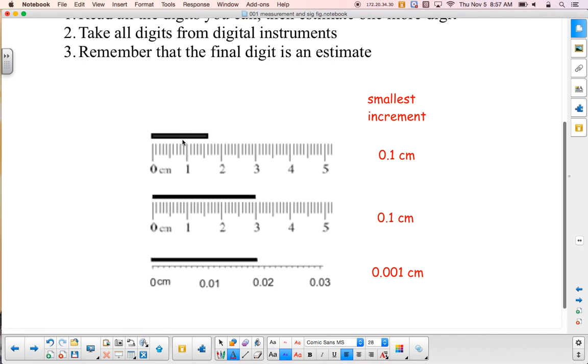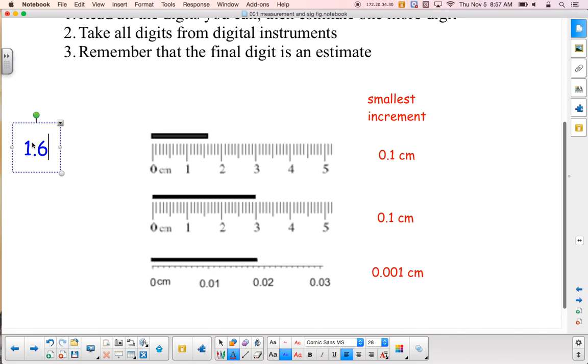So if I look at this first little stick here, in order to take a proper measurement, I'm going to start by reading all the digits that I know for certain. In this case, I know that the stick is at least 1, but not yet 2 centimeters. Now if I count the little tick marks, I notice that I am past the 6th one, but not yet to the 7th one. The 1 and the 6 represent the 2 digits that I know for certain.